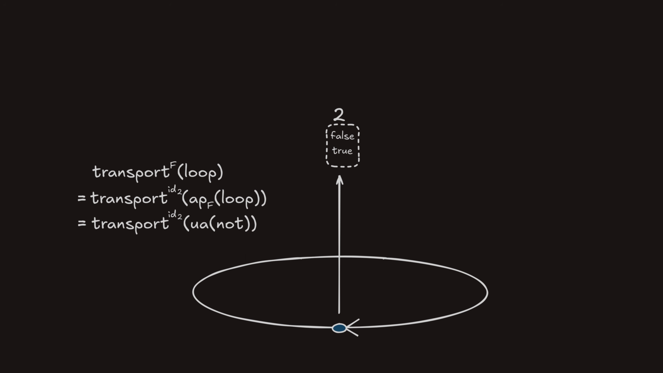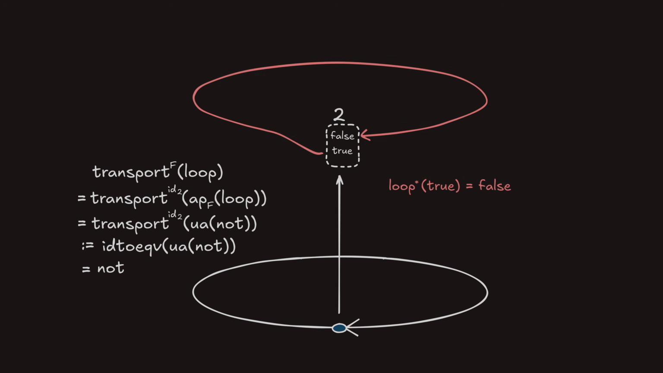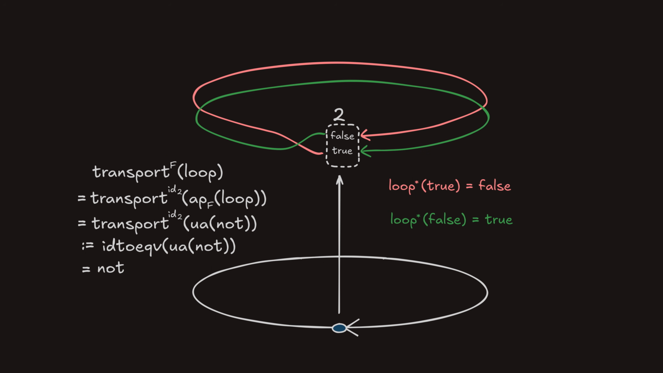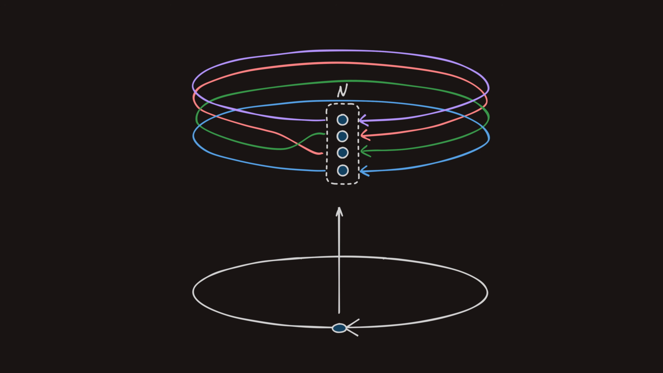Further, we know that ap F of loop is equal to UA of not, and transport of id2 is none other than idtoeqv, then idtoeqv and UA cancel out to give us not. Thus, if we transport true along the loop, we get false, and if we transport false along the loop, we get true. Using this method, we can create all kinds of fibrations.